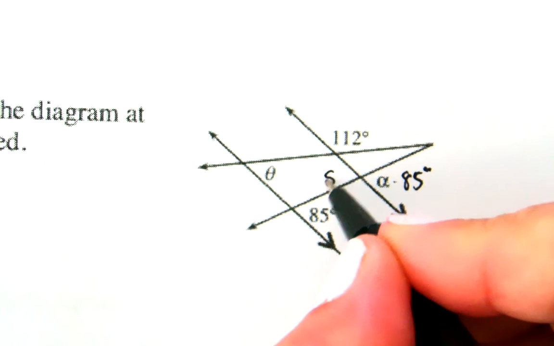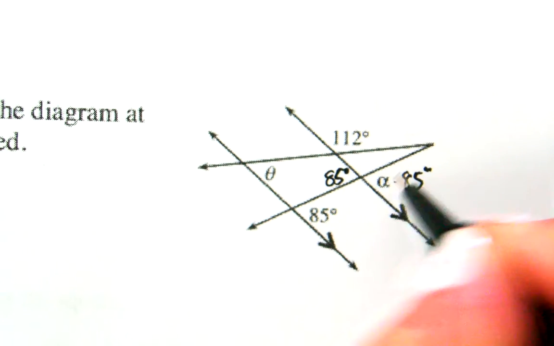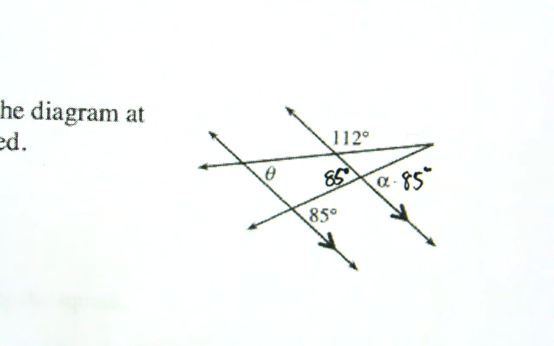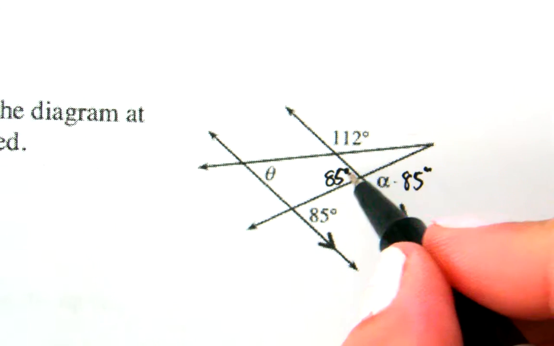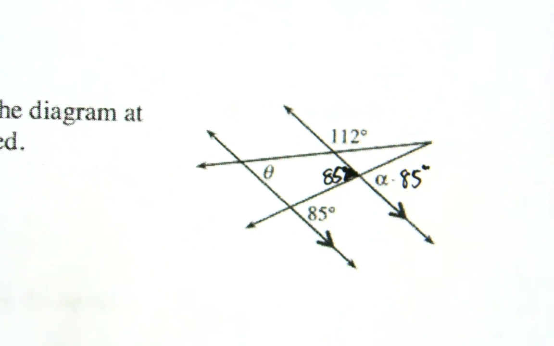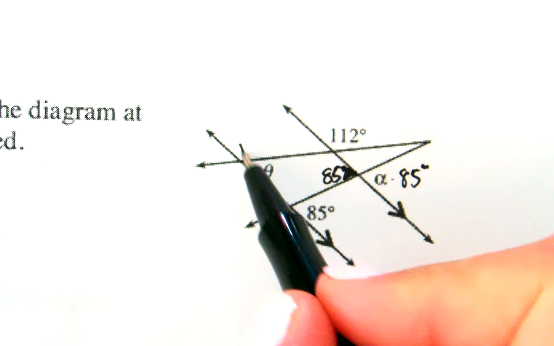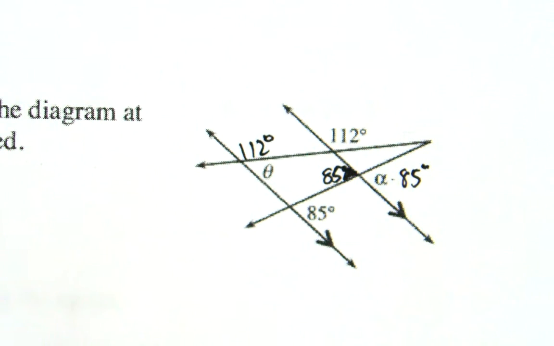Okay, so this is 85, so I know that because those are vertical angles. This angle here is 85. How am I going to get to theta? Come on. I'm pretty sure it has something to do with this triangle piece right here, except I don't know what. That's 112. Oh, those are parallel lines. Oh, that's a transversal. Okay, this is 112. Duh. Okay, that was silly.